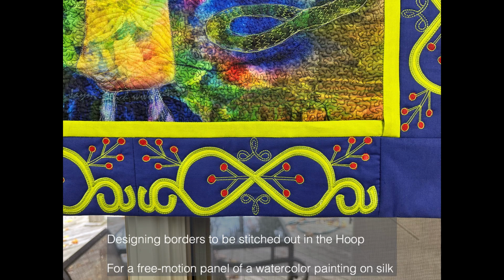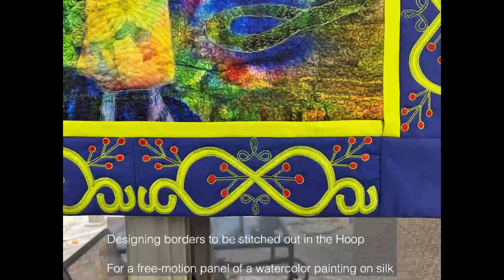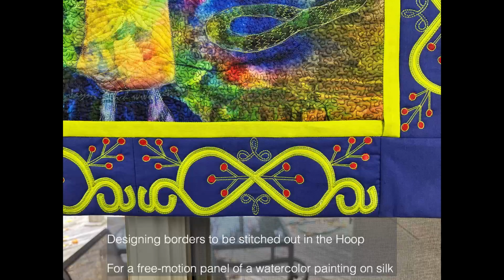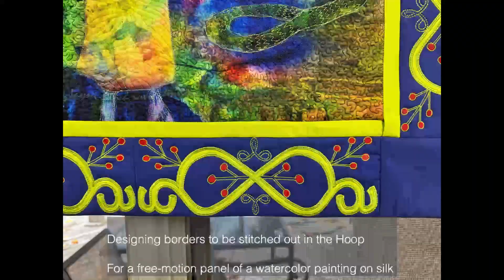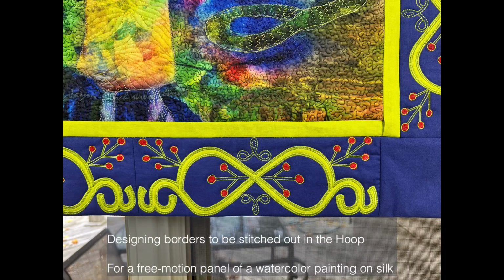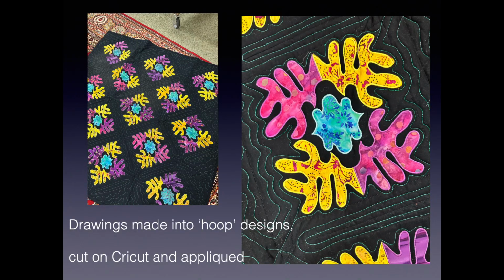Here I used EQ8 to design a border that I designed especially for the hoop stitching, and applied this particular hoop around a watercolor stitch out of free motion quilt of one of my watercolor paintings on silk. Another drawing I made into a hoop design and created this blanket. And this was an applique design.